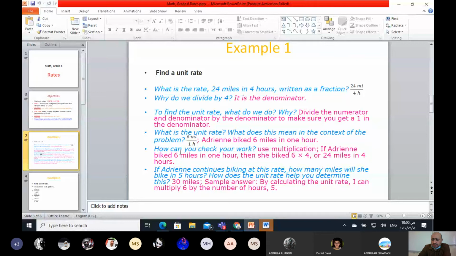How can you check your work? You can use multiplication. Multiply by 4 up and multiply by 4 down. 4 times 6 will be 24, and 4 times 1 will be 4. So our work is true.